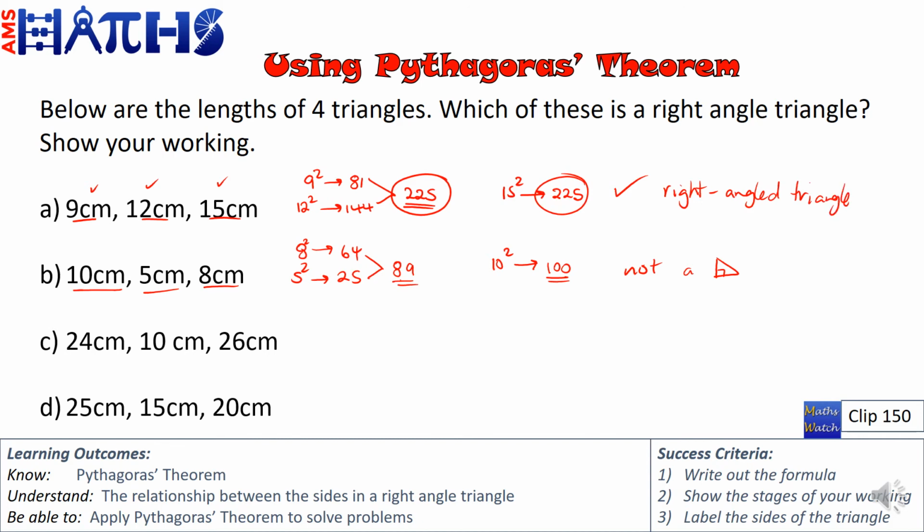Okay, now I'd like you to spend 5 minutes working out if part C and part D are right angled triangles. So pause the video for 5 minutes, resume when you're ready to check your answers.